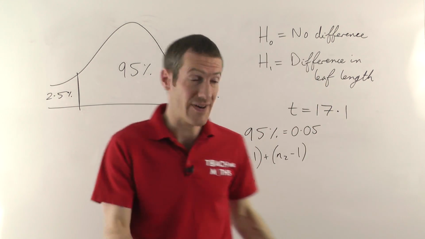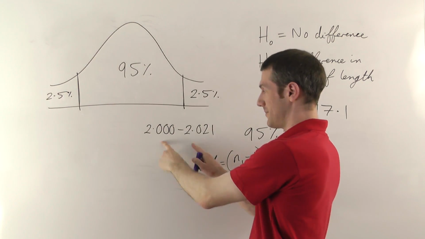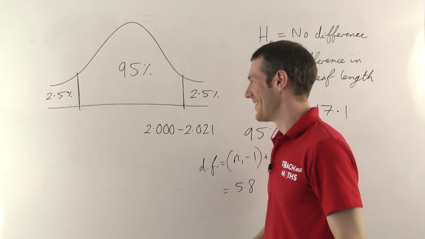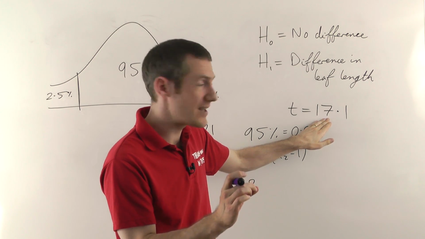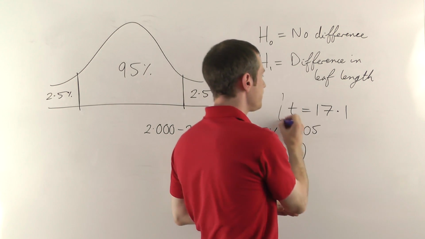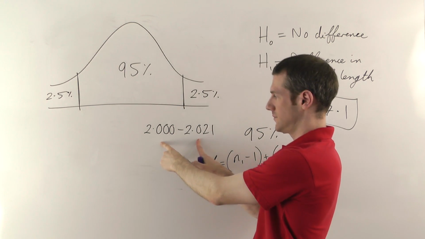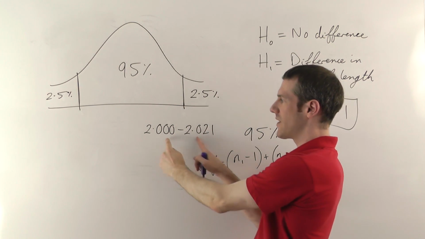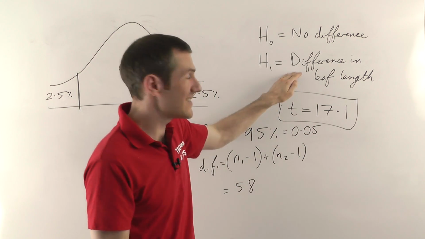But our t-value, 17.1, was bigger than both of them, by a lot. So that's great. We know that at the 95% level, because our t-value is bigger than the critical value, which we don't know exactly what it is, but it's somewhere in this range, we can say with 95% confidence that there is a difference in the leaf length.